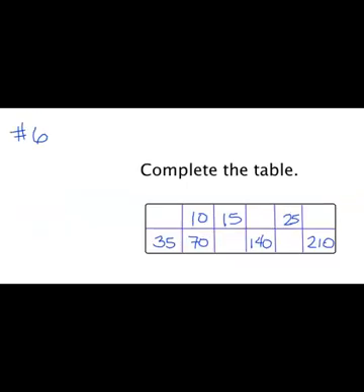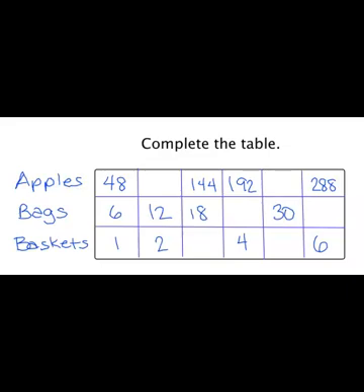Number 6, you get to do this one all on your own. I know you can do it. And last but not least, your last secret letter is the letter N. And your last problem, which is number 7, is to try to complete this table. Give it your best shot.